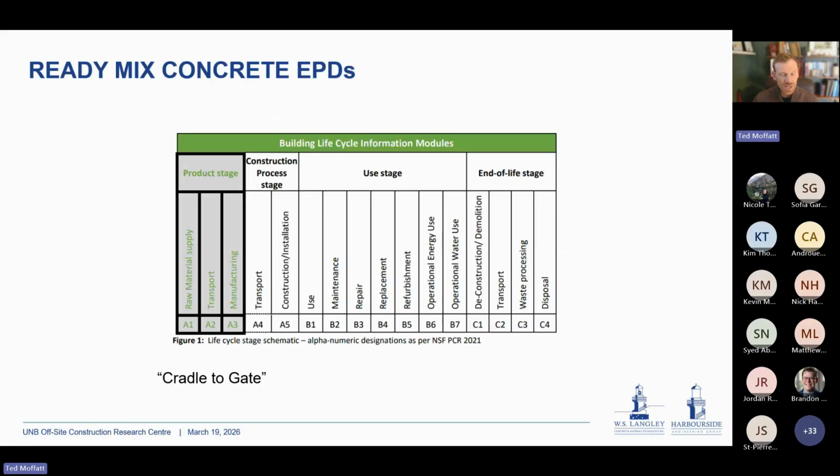Now, I mentioned that EPDs within the ready mix and precast world are within the product stage. If we look at the entire building life cycle for an entire job, obviously there's a production stage, construction stage, use stage, and end of life stage. EPDs for the ready mix and precast are essentially cradle to gate. So they only take into account the emissions associated with manufacturing the raw ingredients: manufacturing cement, processing aggregate, developing admixtures, and transporting all of those materials to the ready mix plant.